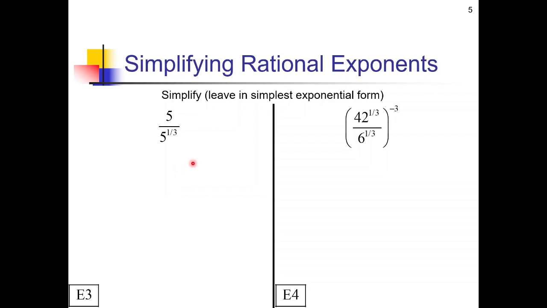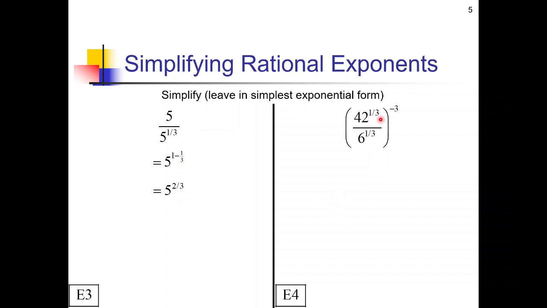For this third example, we have some division of like bases going on here. Pause the video and give this one a shot. Now, since we're dividing the bases, we're actually going to be subtracting the exponents, and this 5 in the numerator has an invisible 1 for the exponent, so this is really going to be 5 to the 1 minus 1/3 power. Getting a common denominator, this is like having 3/3 minus 1/3, so this will be 5 to the 2/3.